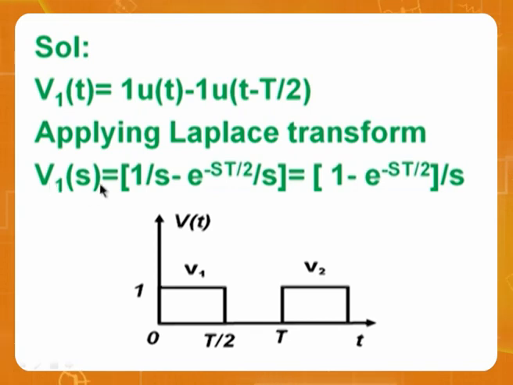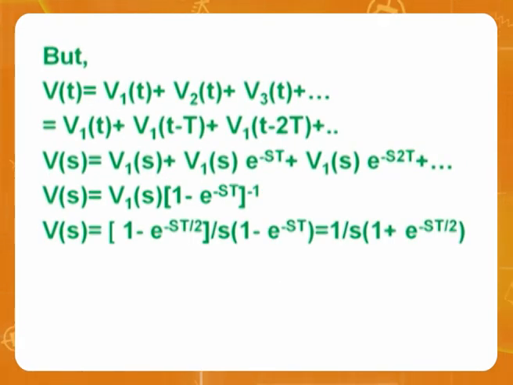As I said, first take 1 by s. U of t minus T by 2 gives e power minus sT by 2 by s. This is for the first part. Then how do we get the overall function? Whatever you got for the first part, multiply by 1 by (1 minus e power minus sT). Look at how I did it. I am dividing the whole function into v1, v2, v3. v1 is there as it is, the second one is a shift of the first one, and the third one is a shift of the first one two times. So if you take the Laplace transform, this comes here, and e power.